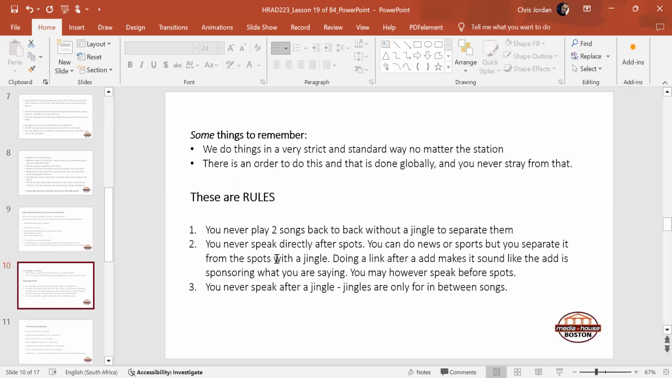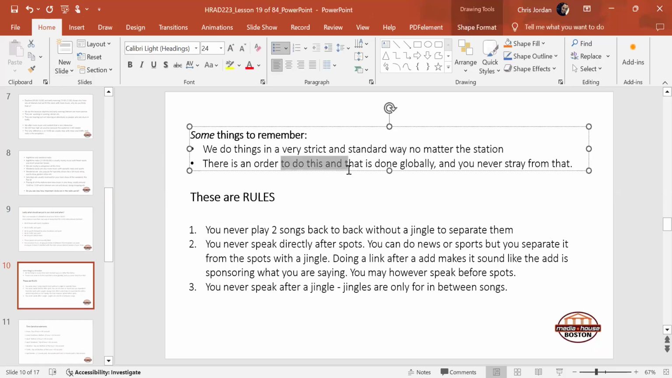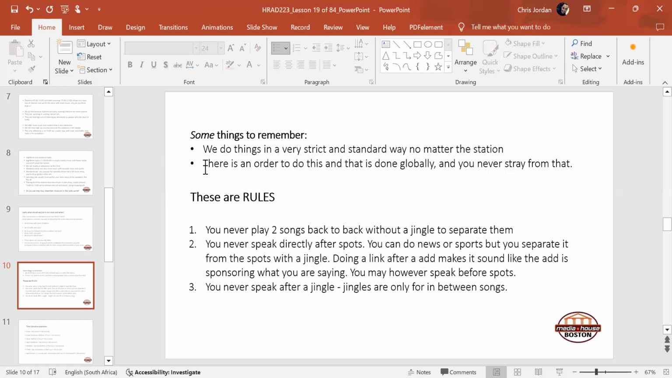Okay, all right. So some things to remember: we do things in a very strict and standard manner, no matter what the station, wherever you are. We follow this particular structure and approach because that's how it's been defined to work the best. So we all do it in that way. There is an order to do this, and that is done globally. You never stray from this approach.